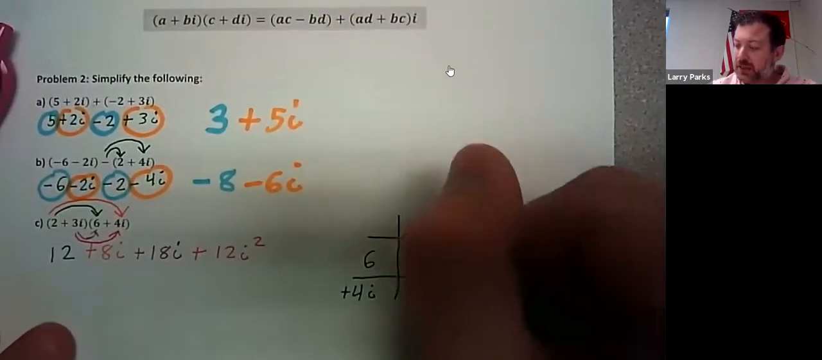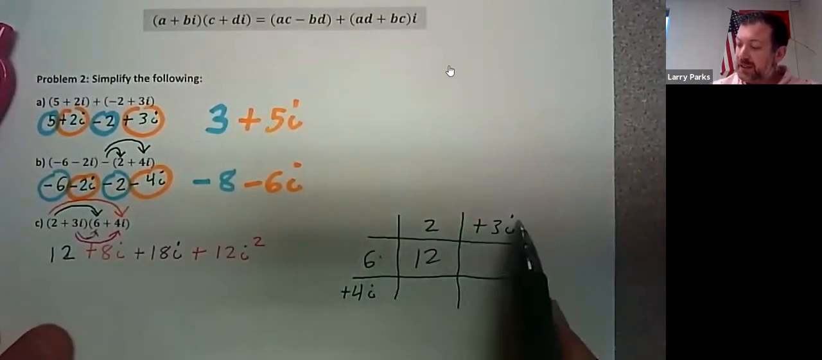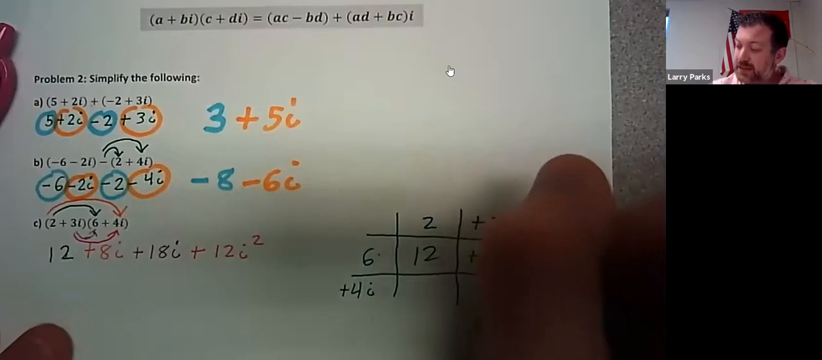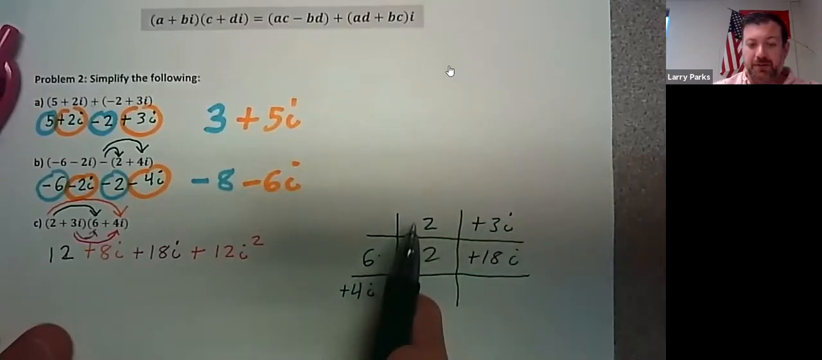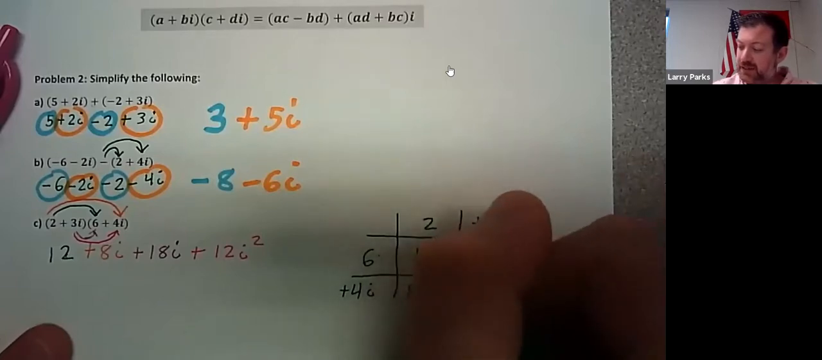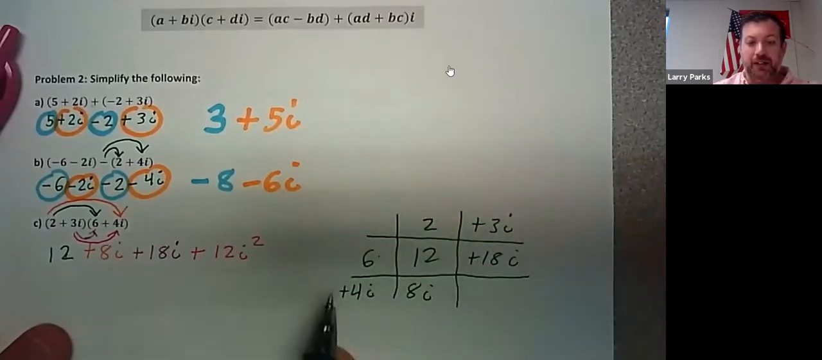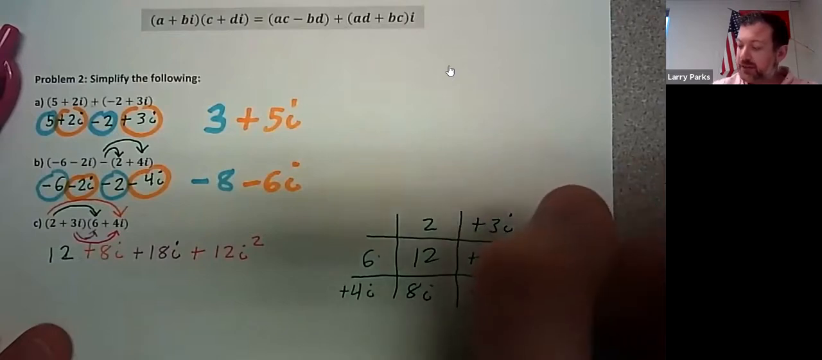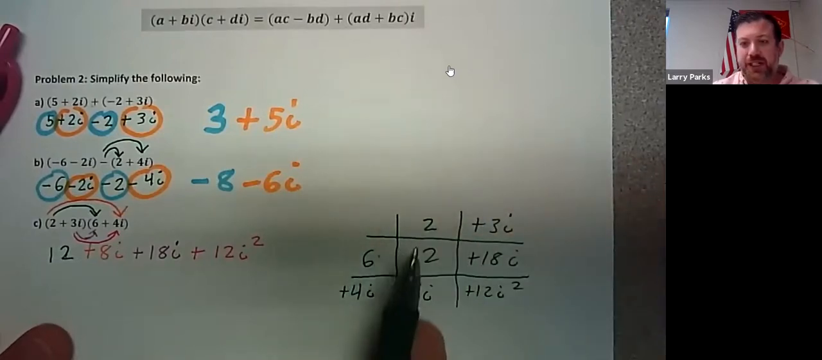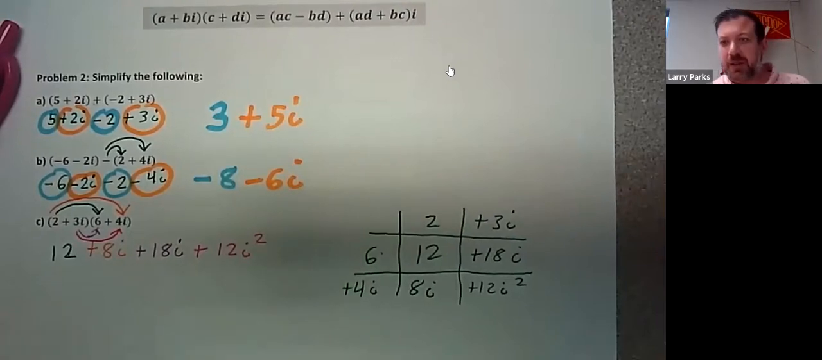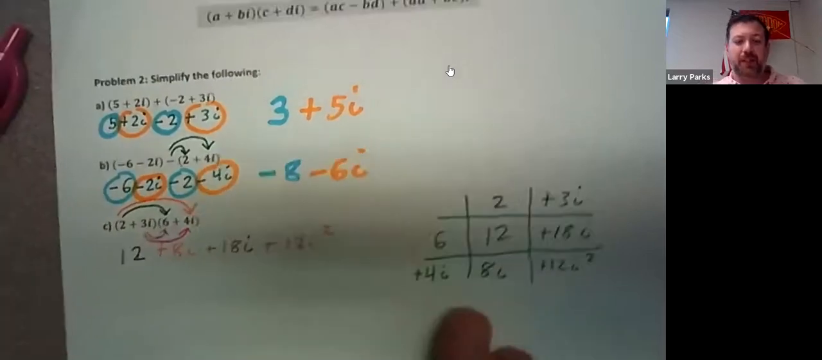6 times 2 is 12. See? 6 times 3i is 18i. See? 4i times 2 is 8i. And then 4i times 3i, 12i squared. So depending on how your teacher taught you, some teachers teach you to make a table to distribute. It doesn't matter to me, whichever way you like.